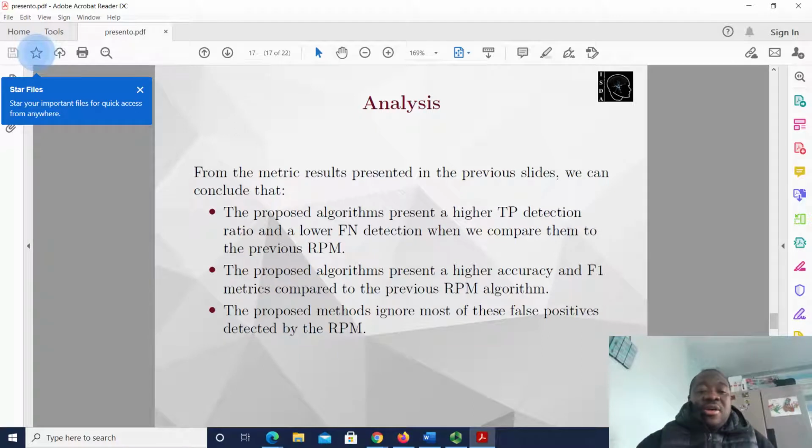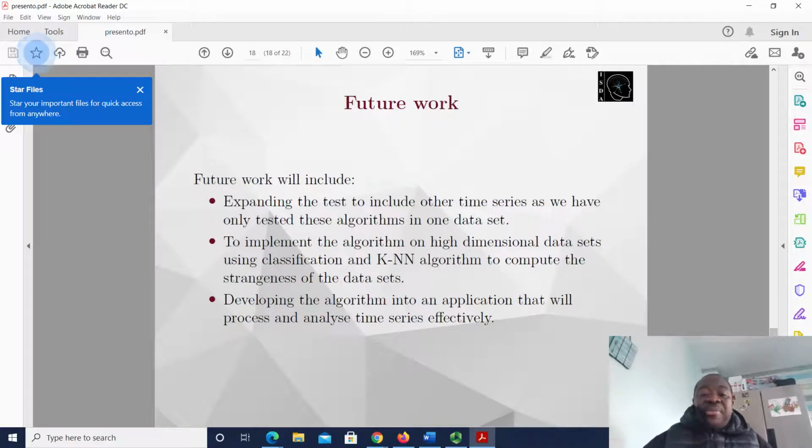Now the analysis. From the metric results presented in the previous slide, we can also conclude that our proposed algorithm presents a higher true positive detection ratio and a lower false negative detection ratio when compared to the previous RPM. The proposed algorithm presents a higher accuracy and F1 compared to the previous RPM. The proposed method ignores most of the false positives detected by the RPM. It shows how effective our method is.